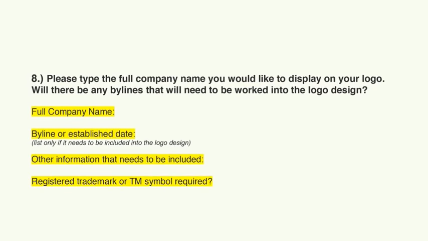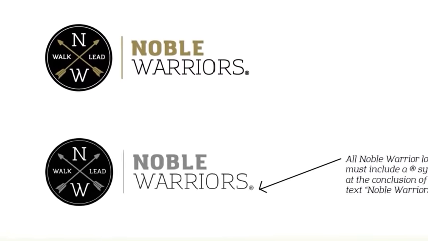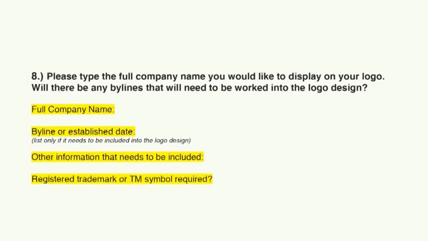The next one's a little bit more formal. I just really need to know that full company name so we know if we need to put Inc. or .com or any other little thing that you may miss if you're just doing it off of the company name that you know of. There could be these little details that they need to provide. Also, if there's going to be a byline that they want to work into the logo, and any other information. Also, if they have a registered trademark or a TM symbol, that's incredibly critical to know if you need to work that in somewhere in the logo mark.